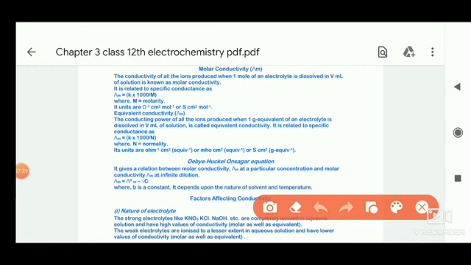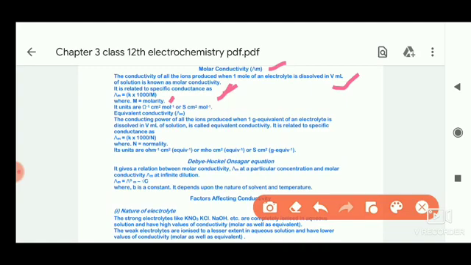Now what is molar conductivity? That is represented by lambda m. The conductivity of all the ions produced when 1 mole of electrolyte is dissolved in V ml of solution is known as the molar conductivity. It is related to specific conductance as lambda m equals K into 1000 upon M, where K stands for kappa and M is the molarity. Its unit is ohm inverse centimeter square mole inverse, or Siemens centimeter square mole inverse.